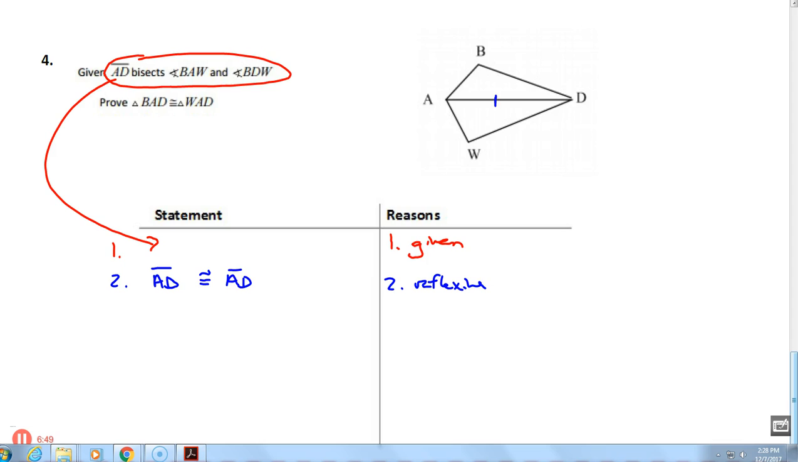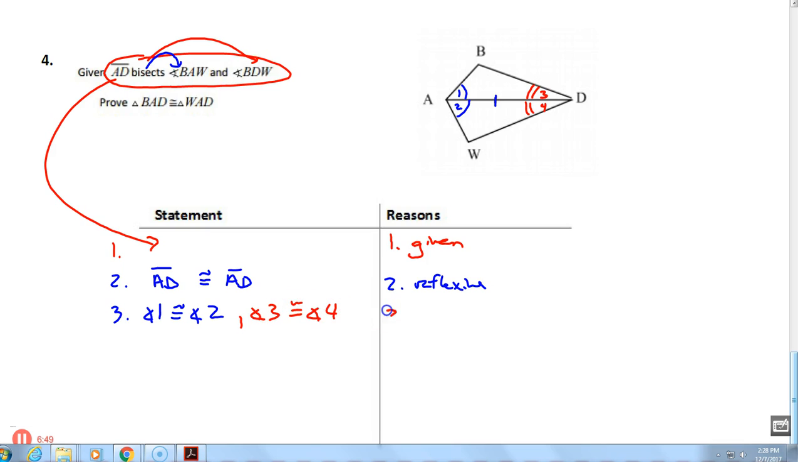Then it says segment AD bisects, or chops in half, BAW. Well, where's BAW? BAW is this big angle over here, so it chops it up into two equal pieces. So I think I know that angle 1 is congruent to angle 2. Okay, but then also AD bisects BDW, so it also bisects over here at the other end. Now these are different than the blue ones, but they're equal to each other. It's almost like a kite got chopped in half. So on the same line, I'm just going to say angle 3 is congruent to angle 4.